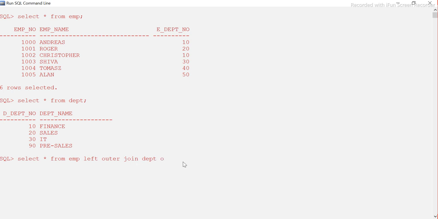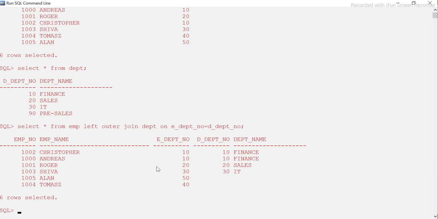Now, it is very similar to the same query. Instead of inner join, we are using left outer join, guys, and the condition we are going to use is the same. Here we are not going to use aliases, because we have distinct column names, so there will not be any confusion. So D underscore department number. Okay, let's run it.